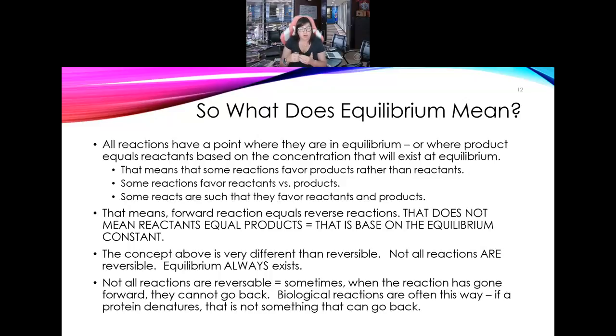Right? Equilibrium means that even though there's no net change to the product or the reactant concentration, the reaction is still happening in both the forward and reverse direction. I just can't see it, as things go into and out of solution at the same time. Okay? So the forward reaction equals the reverse reaction. Same rate. All right? That does not mean that you have an equal number of products and reactants. That's not what that means.